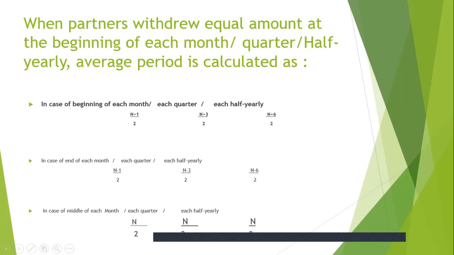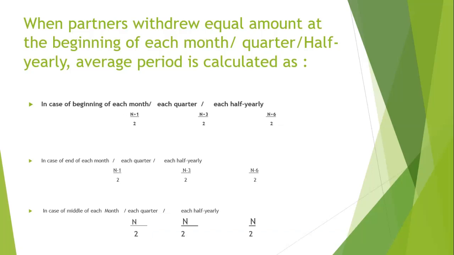And now in case of end of each month, N minus 1 by 2; in case of end of each quarter, N minus 3 by 2; and each half yearly, N minus 6 by 2. And like that, in case of middle of each month or each quarter or half yearly, the formula would be the same for all: N by 2, N by 2, N by 2. Right? This is only a revision.